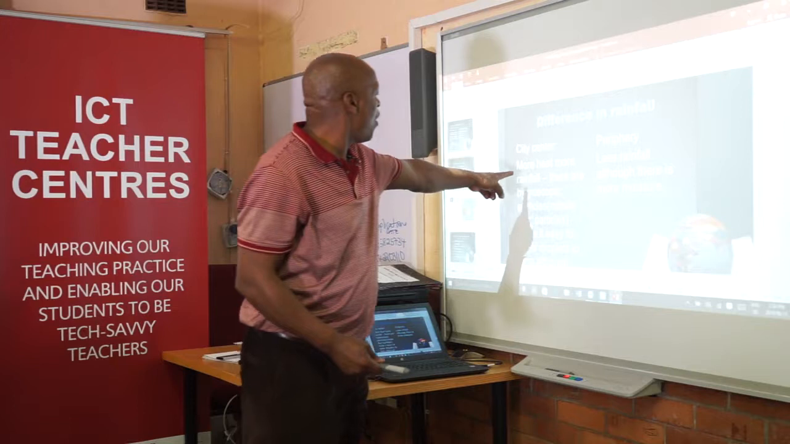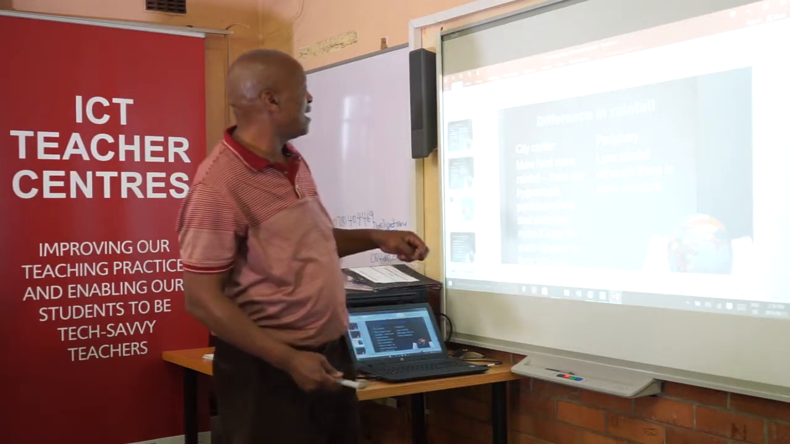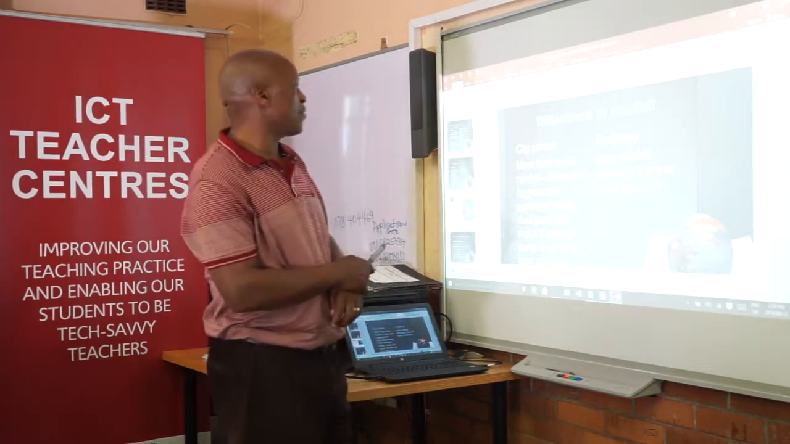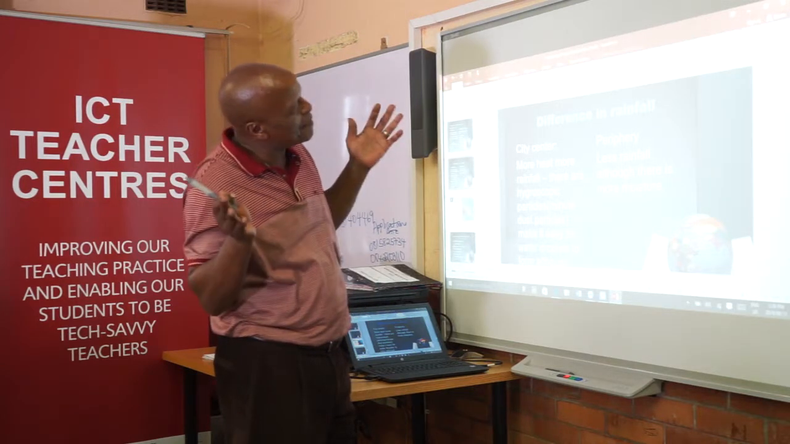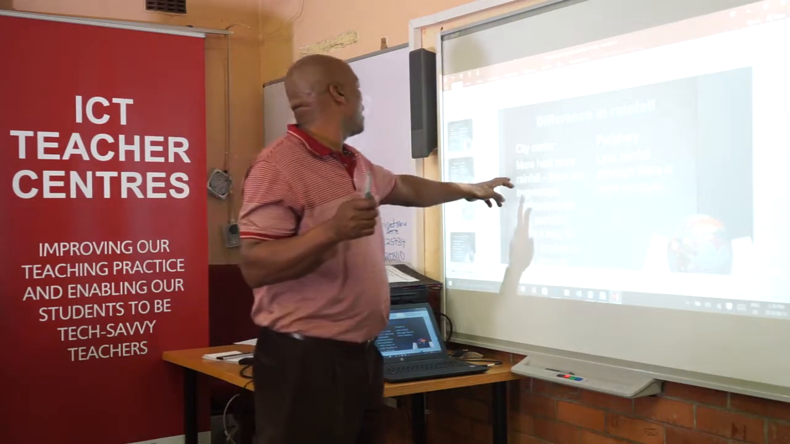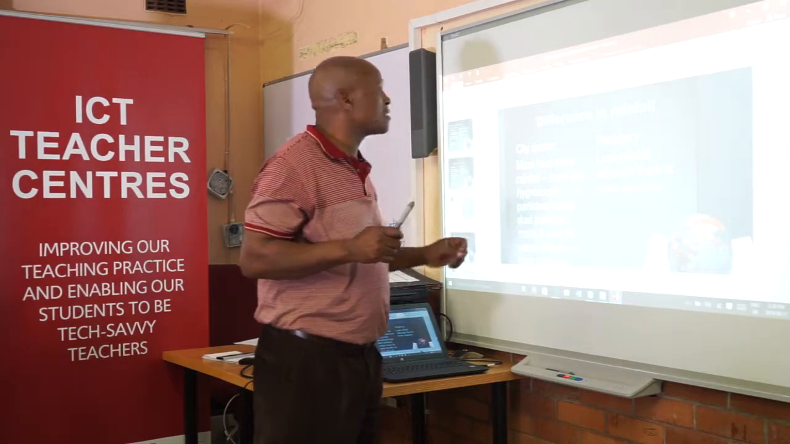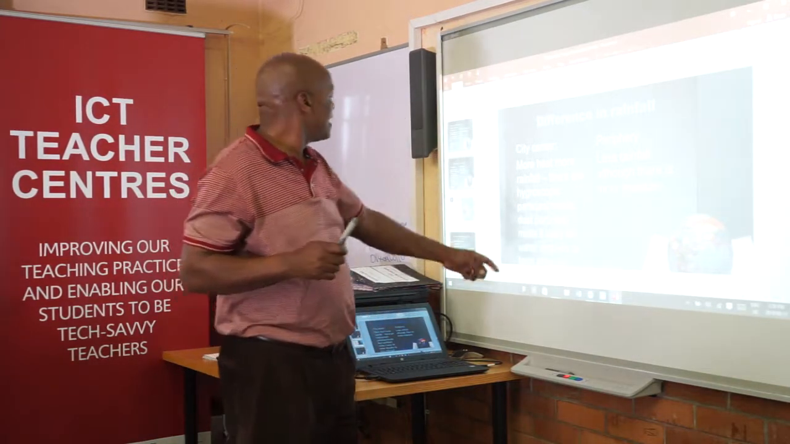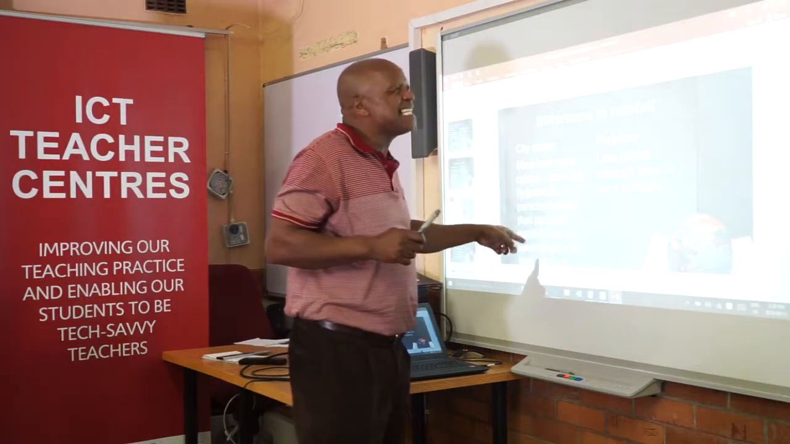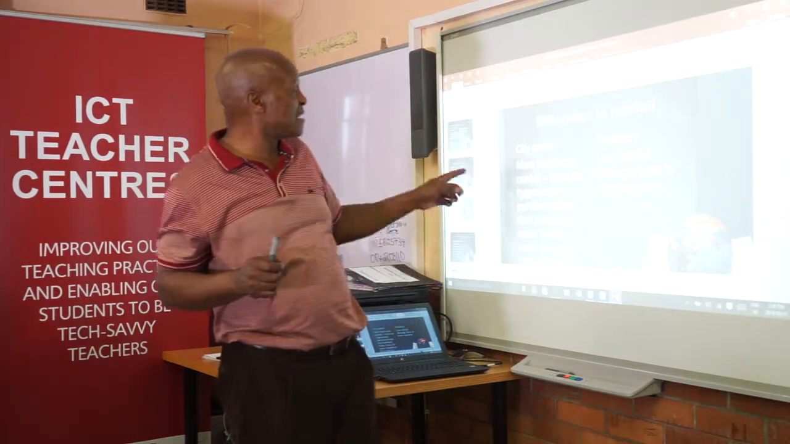There is more heat in the city center. There is less heat here because of vegetation. Difference in climate, I would say. And then here you've got more rainfall because of the hygroscopic particles. Those are minute dust particles. They make it easy for raindrops to form in the city center.